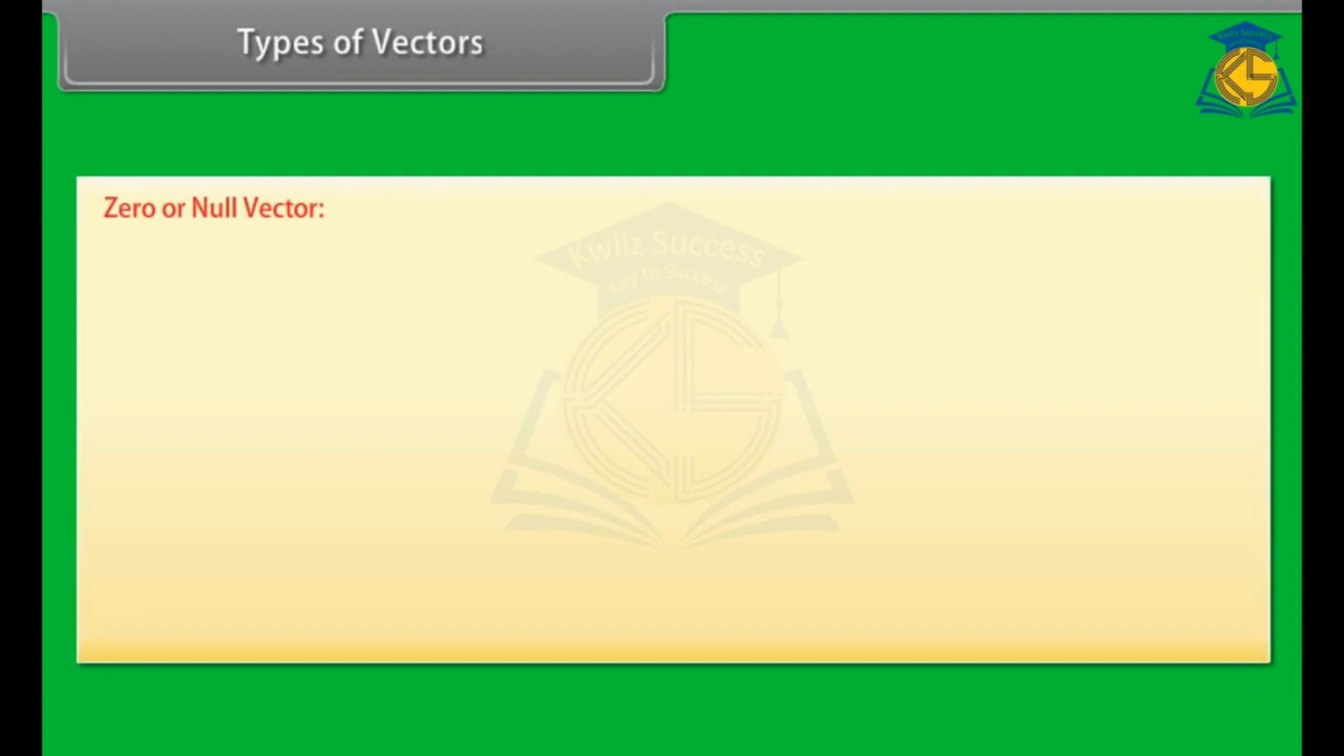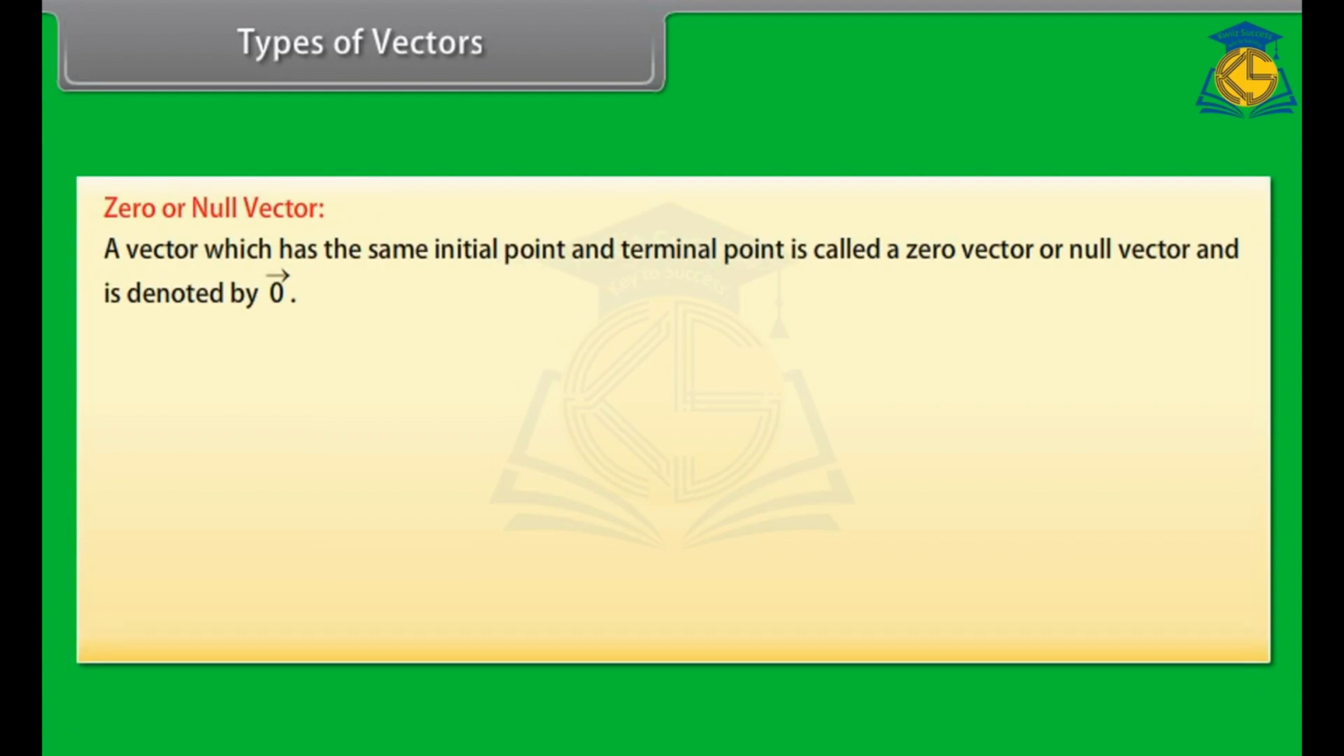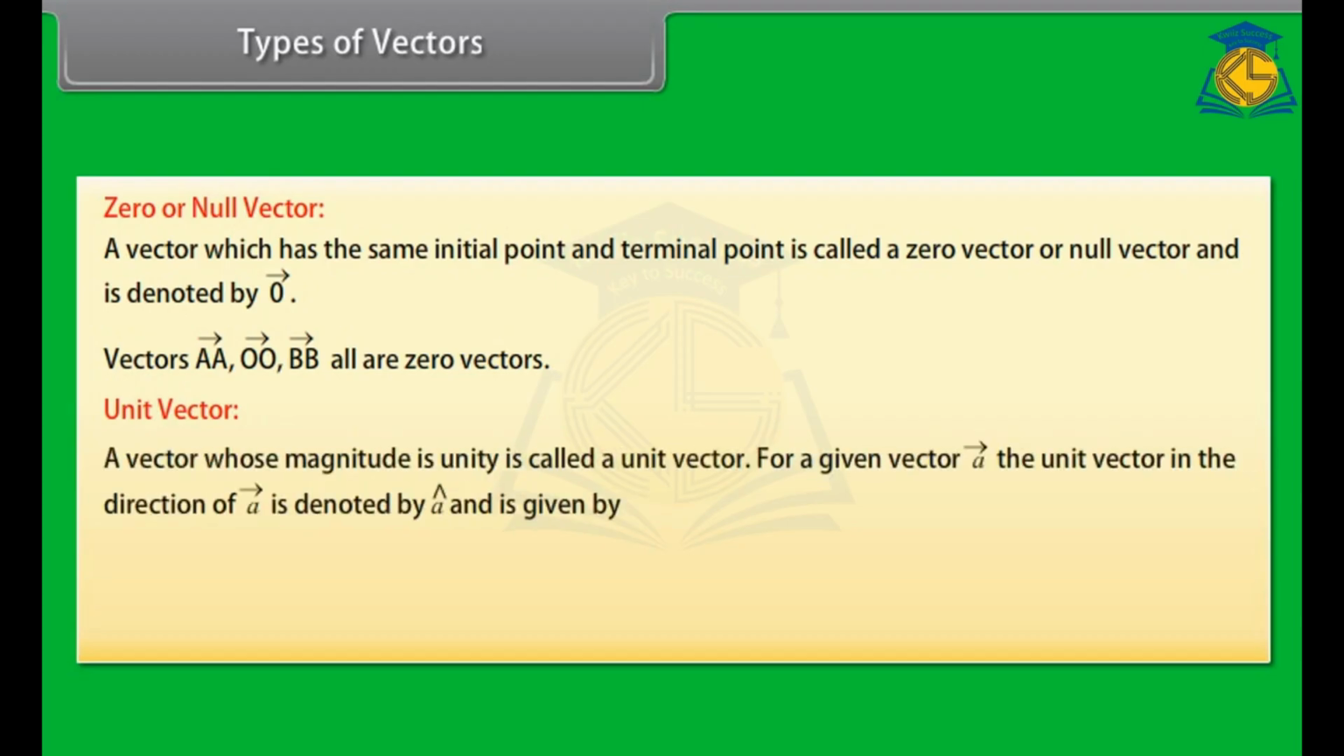Types of vectors. Zero or null vector. A vector which has the same initial point and terminal point is called a zero vector or null vector and is denoted by vector 0. Vectors AA, OO, BB are all zero vectors. Unit vector. A vector whose magnitude is unity is called a unit vector. For a given vector A, the unit vector in the direction of A is denoted by cap A and is given by cap A equals vector A by mod of vector A.